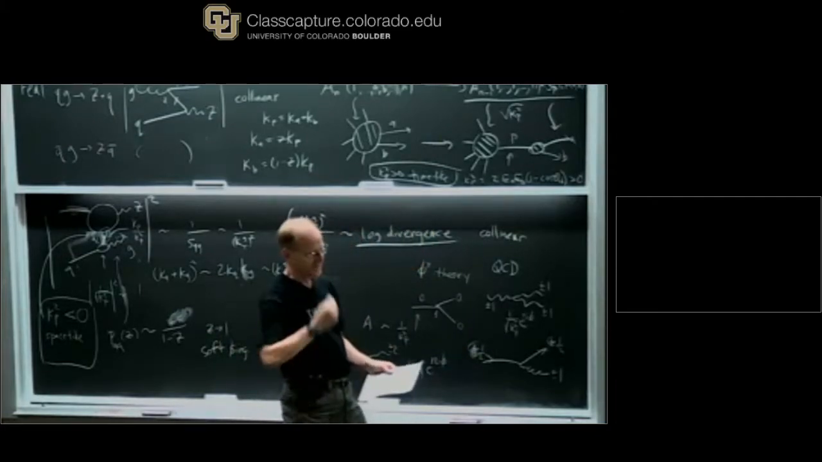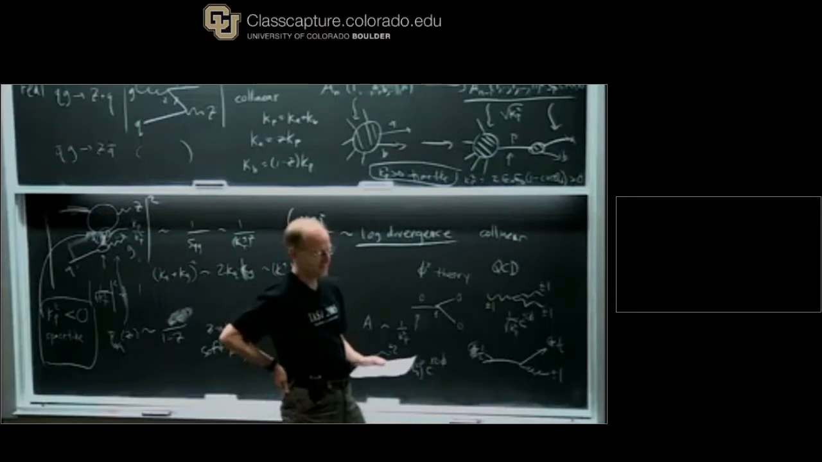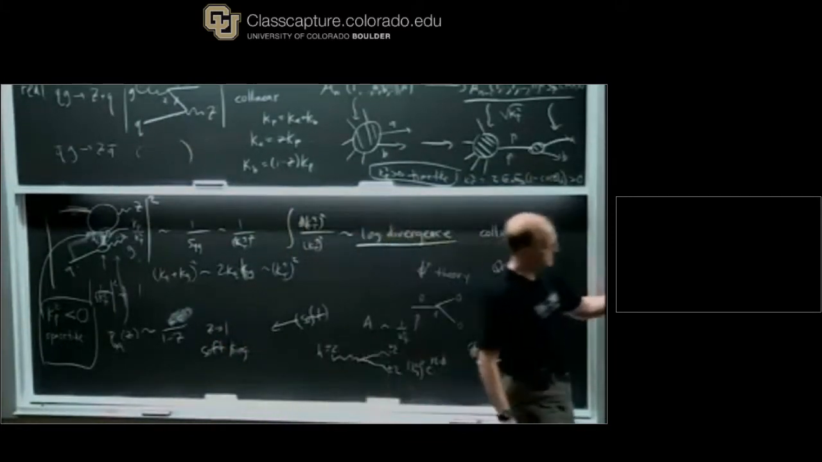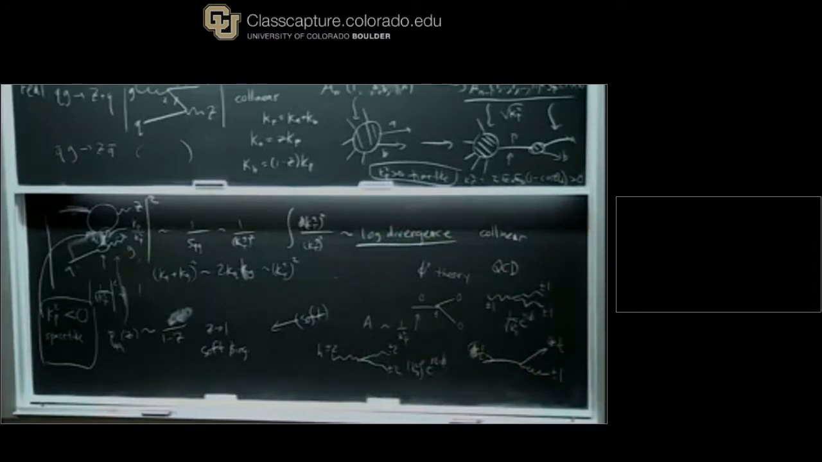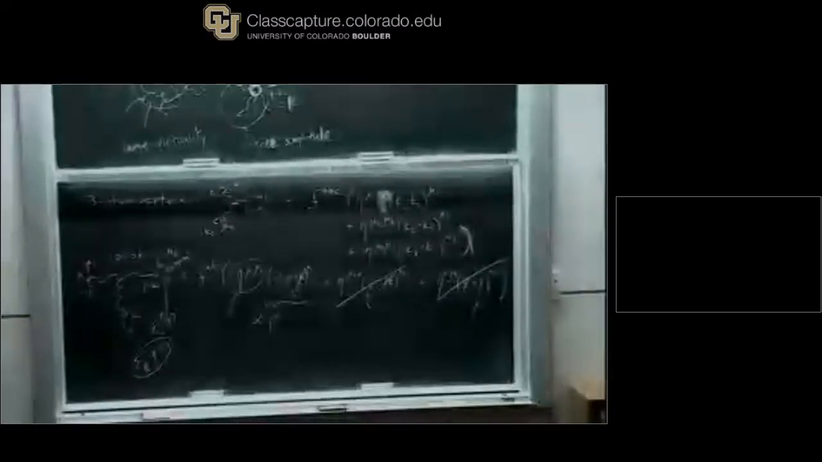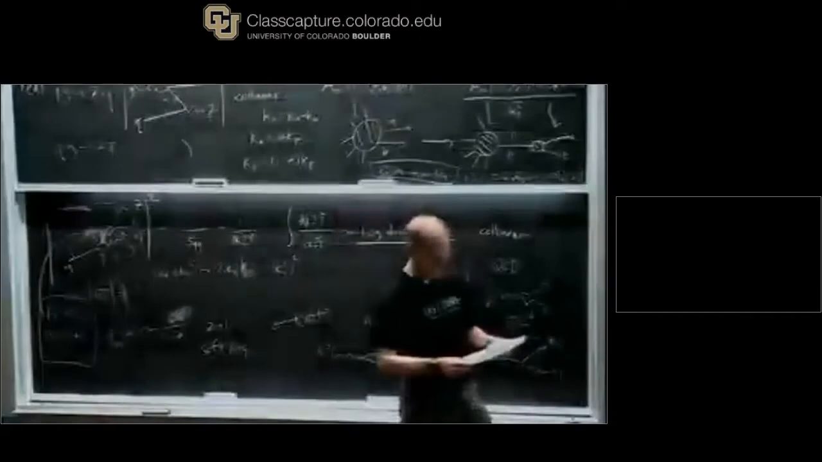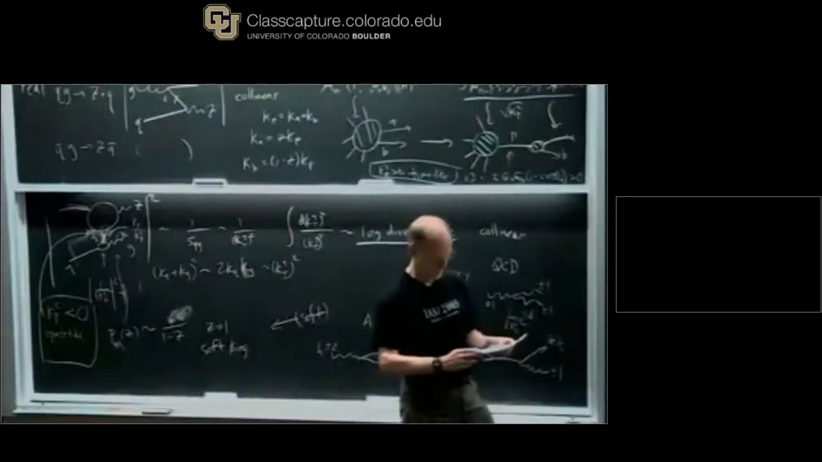So I hope that sort of answered the question. You can also just go through and plug in these vertices in the collinear limit and see that you get this suppression factor. But I think the angular momentum argument is a little bit more intuitive. Any other questions?